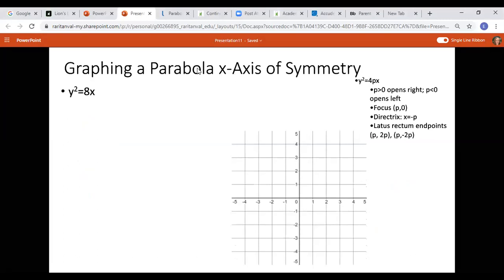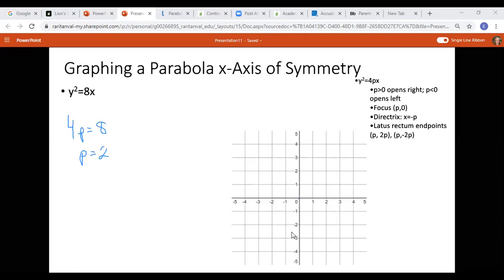and we'll take a look at a parabola with an x-axis of symmetry. So this y squared is equal to 8x. So the first thing that we want to do is find out what our p is. So 4p is equal to 8. So our p is equal to 8 divided by 4, or 2.